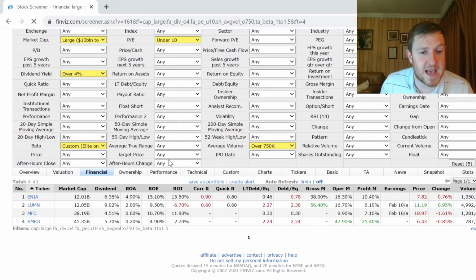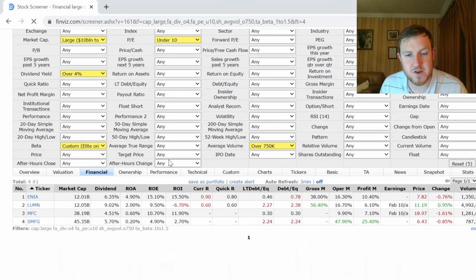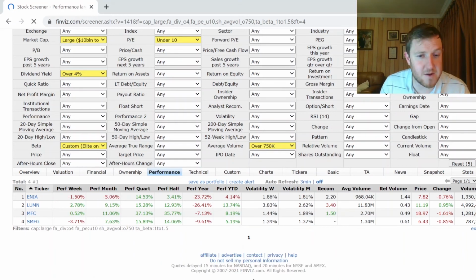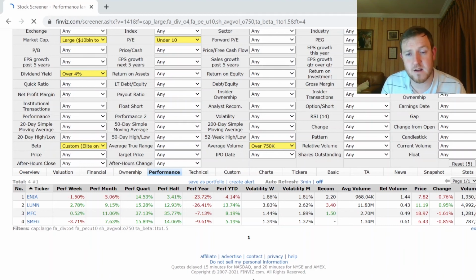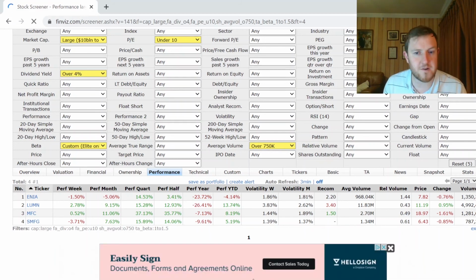Then on the financials tab, you can see more interesting metrics like your return on equity, your return on income, your current ratio, your quick ratio. The performance tab here, for instance, you can see the performance the last week, the last month, the last quarter, the last year, and the level of volatility and the volume that it's been traded at. So there really is a really good bank of information that you can find on these stocks even before you delve into them further.